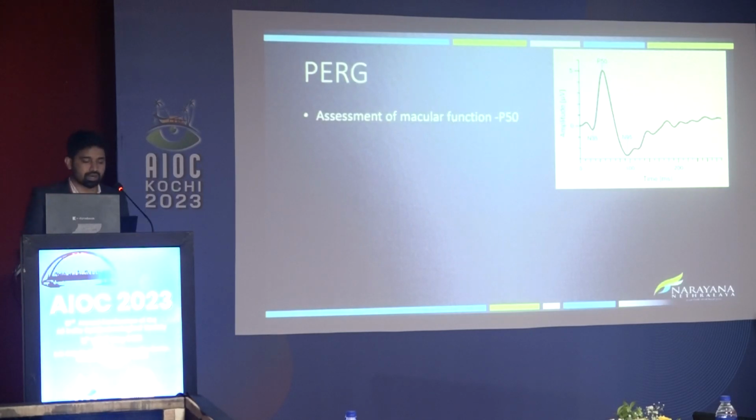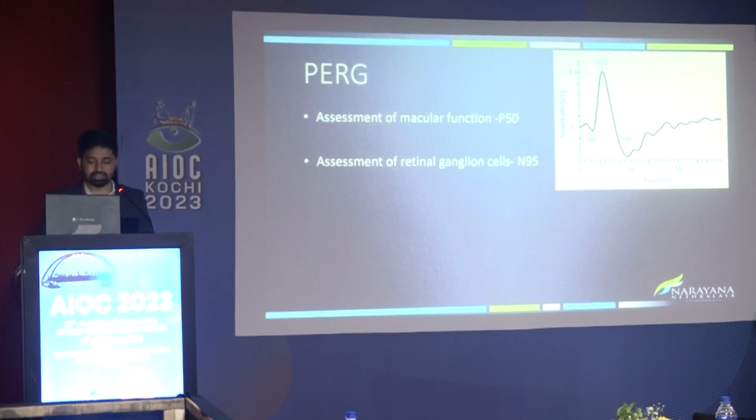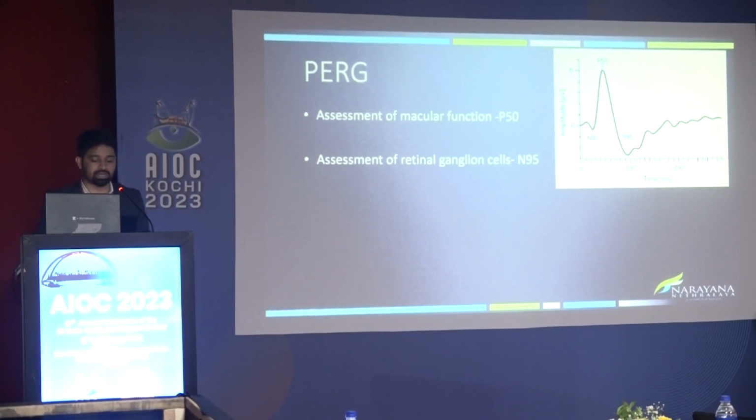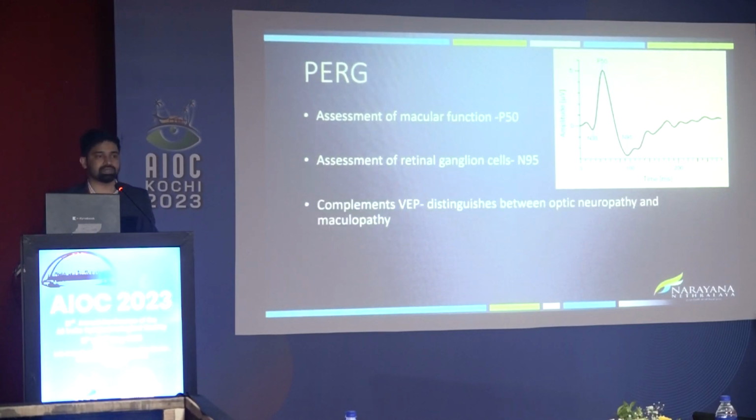So here also we have some waveforms. The first positive deflection, the prominent one, is the P50, which assesses macular function. It is followed by a negative deflection, which is N95, which is for the assessment of ganglion cell function. Basically, it complements the VEP to distinguish between an optic neuropathy and a maculopathy. If you have a patient where the macula is affected, the P50 will be low. The N95 could be normal.